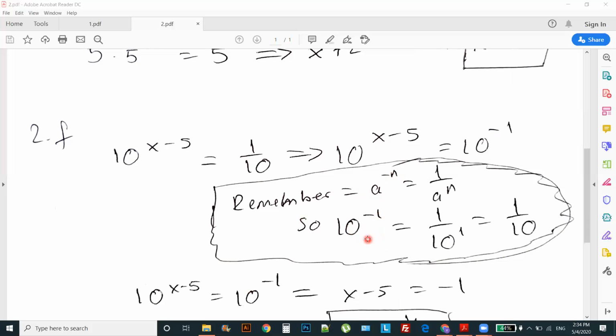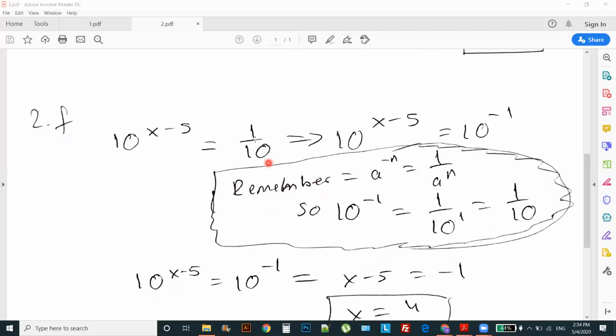So 10 to the power of negative 1 is 1 over 10 to the power of positive 1. 10 to the power of 1 is 10. So 1 over 10 to the power of 1 is actually 1 over 10. So that's where it comes from. So 10 to the power of x minus 5 equals 1 over 10. But when we do a question, instead of 1 over 10, I'm going to write the original form of this number, which is 10 to the power of negative 1.